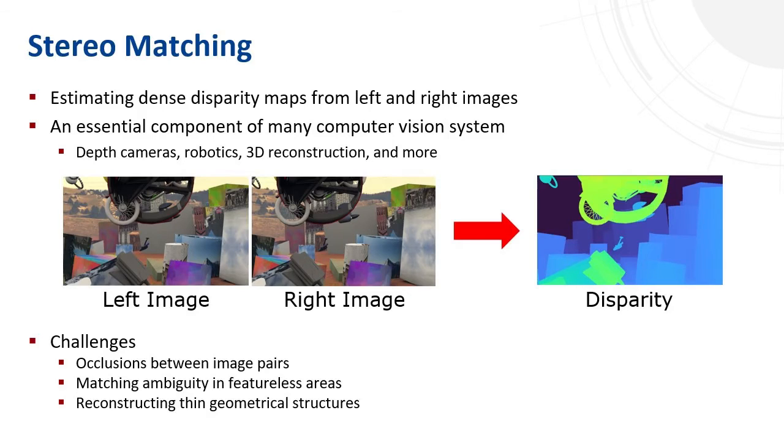Although the mathematical principle for depth from stereo is clear and old, solving the pixel matching problem remains a challenge, especially due to occlusions between image pairs, matching ambiguity in featureless areas, and thin geometrical structures.